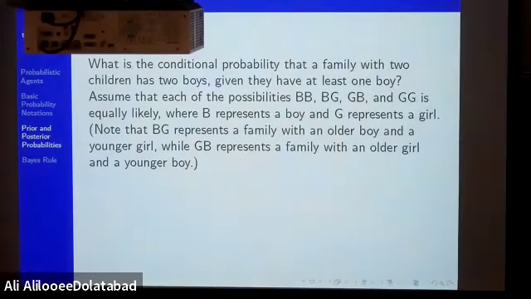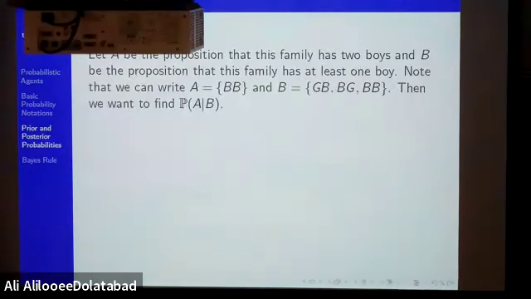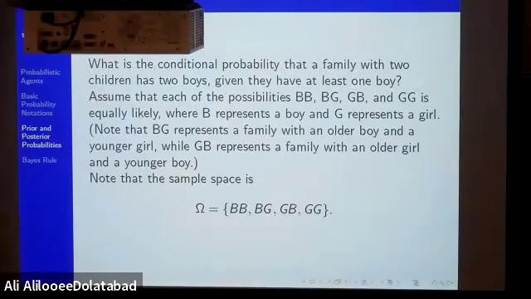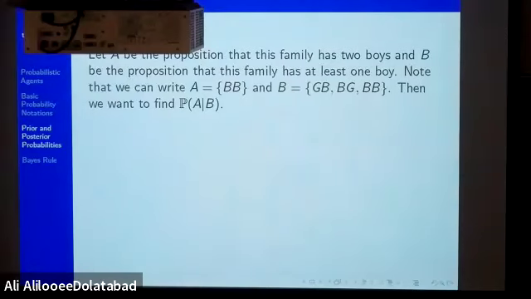My goal is to find the probability of the case that we have 2 boys, given that at least one child is a boy. Okay, let me write this. So, our goal is to find the probability of the case that we have 2 boys, such that at least one child is a boy. Then here we can have 2 events.